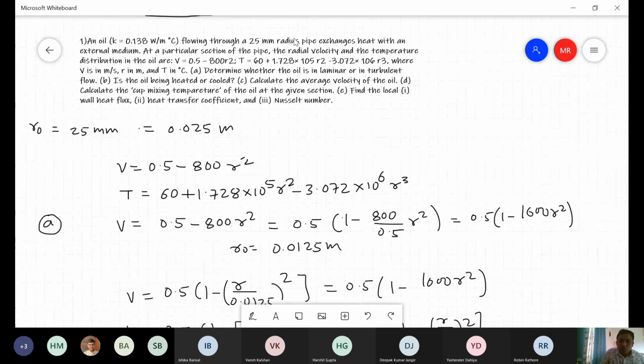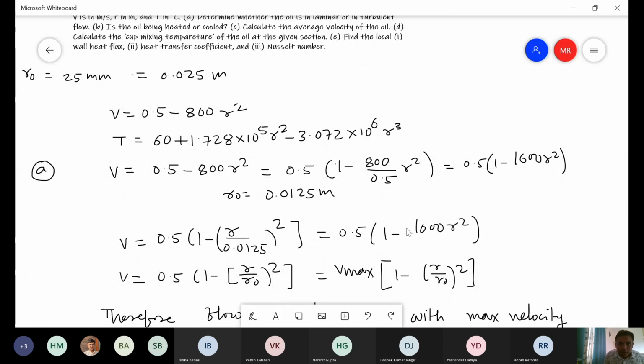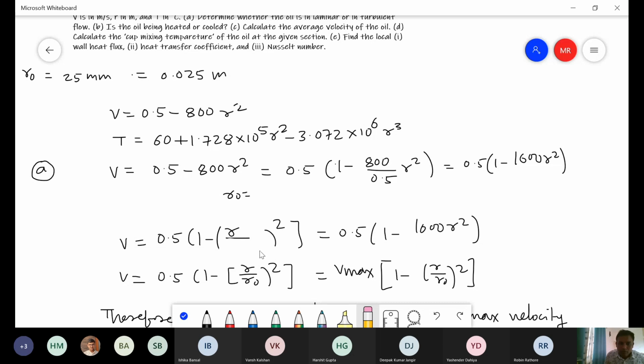So please correct the statement. This is 25 mm radius. I will update the tutorial sheet, but you make the correction here. Okay, so this is then perfectly matching with whatever equation we are having. Okay, now it is okay. Hello. Yes, sir. Is it perfectly all right?